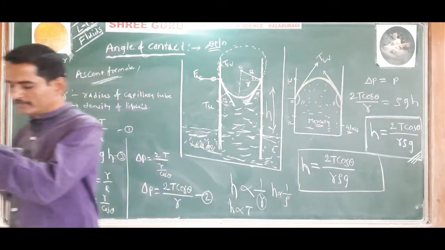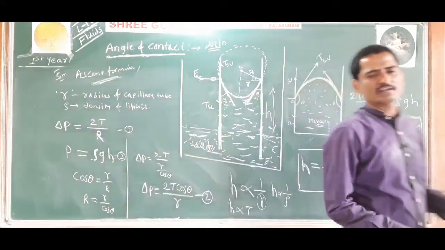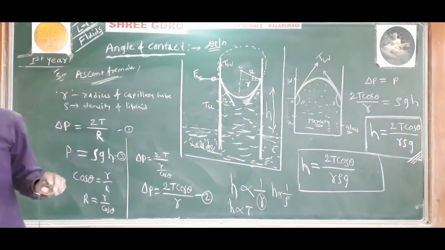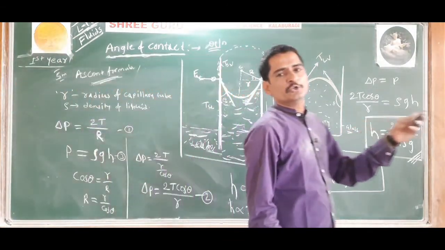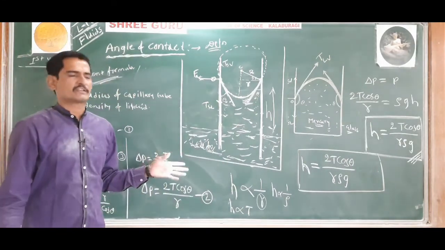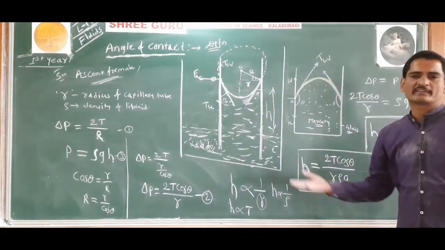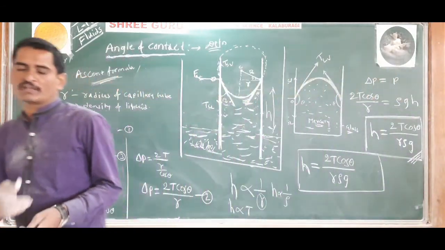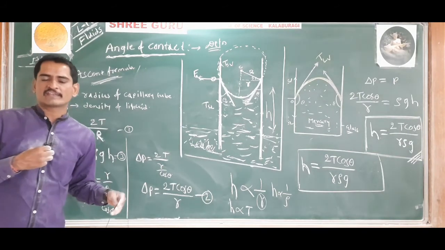Understood? Okay. So this completes the theory part of surface tension. This much is sufficient for the theory exam. Understood? Okay. In the next class onwards we will solve numericals on all these chapters: numericals on Bernoulli's theorem, on terminal velocity and Stokes' law, and some numericals on surface tension also, in the next classes.